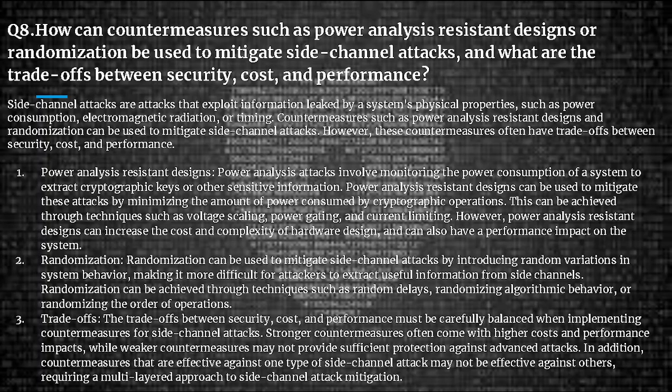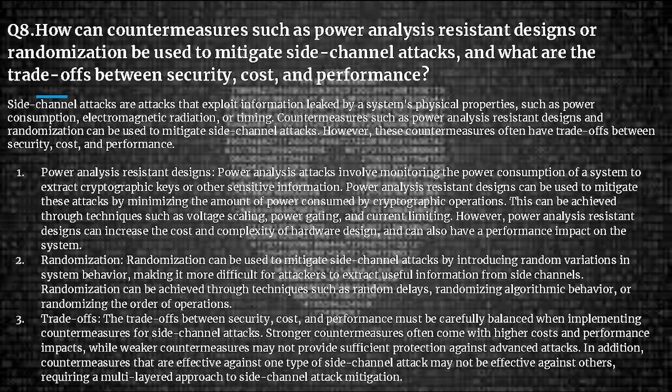Second one is randomization. Randomization can be used to mitigate side channel attacks by introducing random variation in system behavior, making it more difficult for an attacker to extract useful information from side channels. Randomization can be achieved through techniques such as random delays, randomizing algorithm behavior, or randomizing the order of operations.